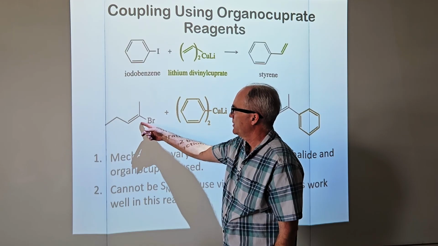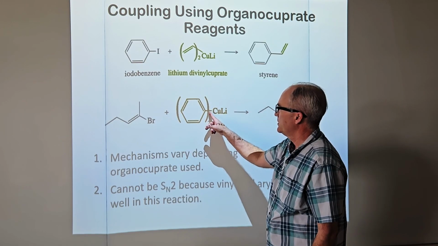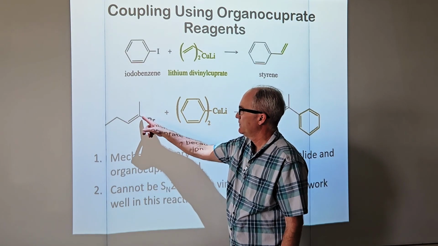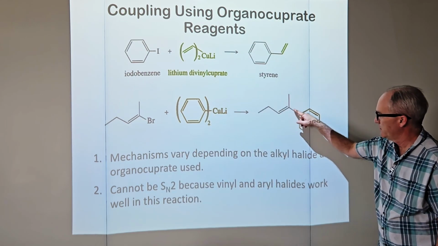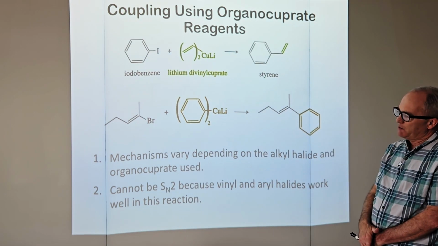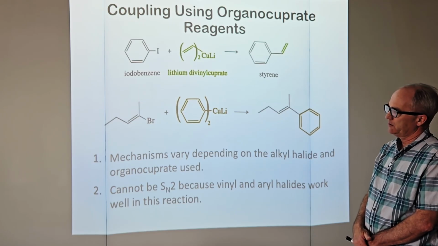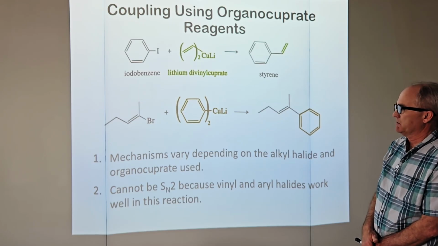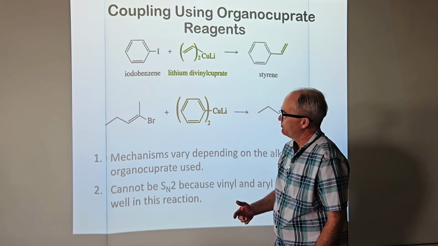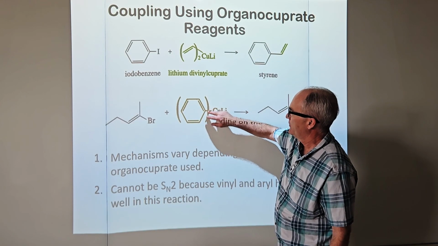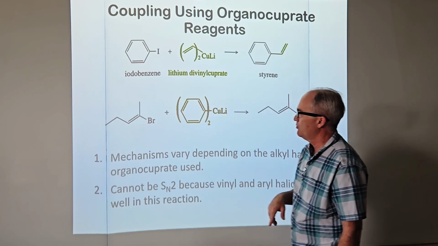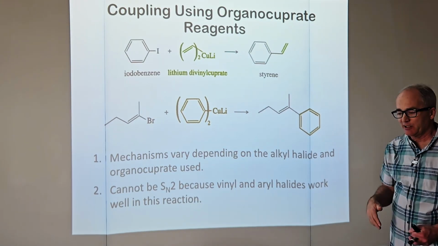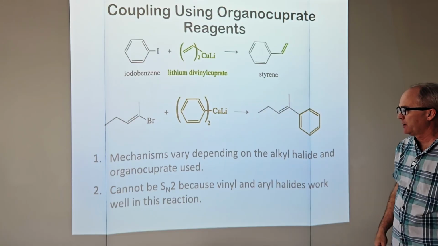So once again, here's a halide, and here's this thing here. So we want to imagine forming a bond between here and there. So there it is. And these almost look like regular old substitutions. I would probably imagine a pair of electrons there just slamming it in there and the bromide leaving. And that's probably good enough to get you to the right product.